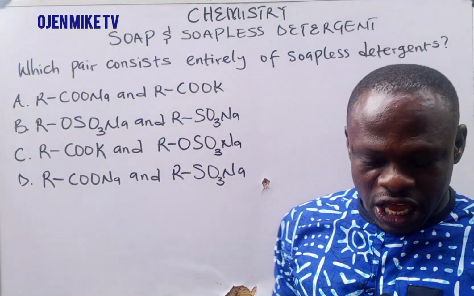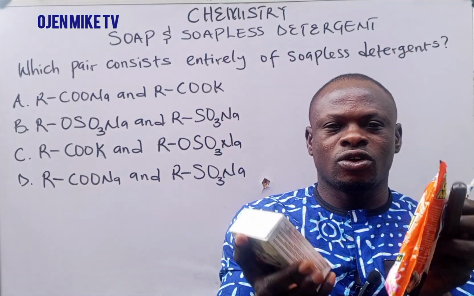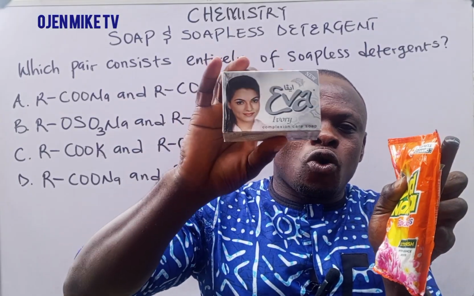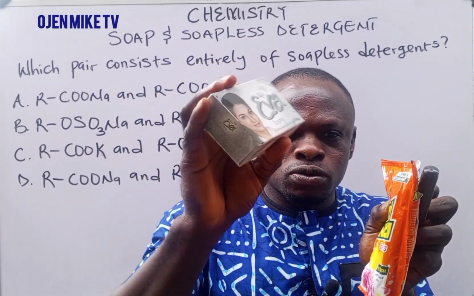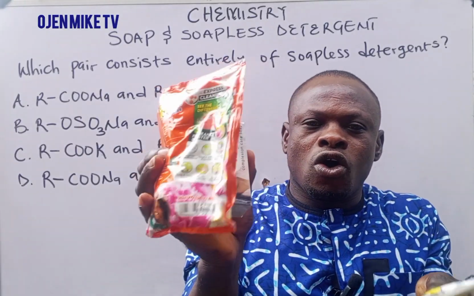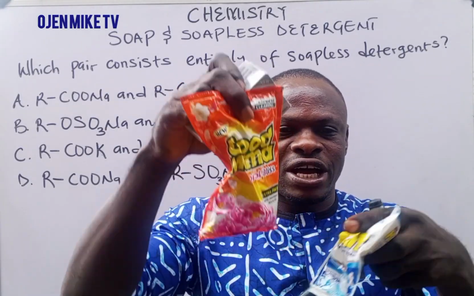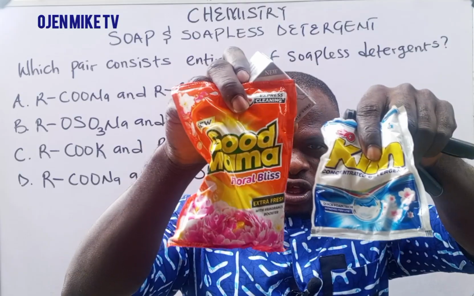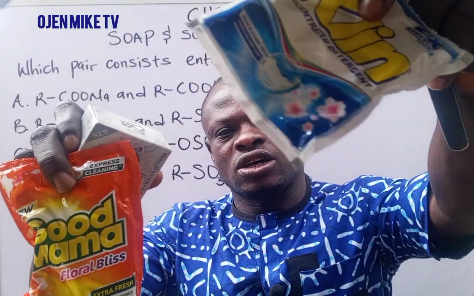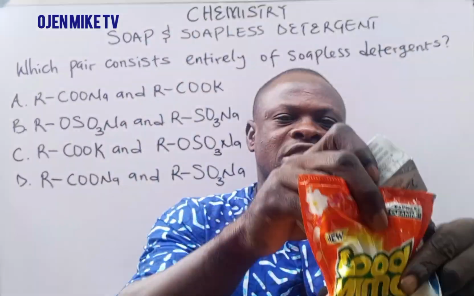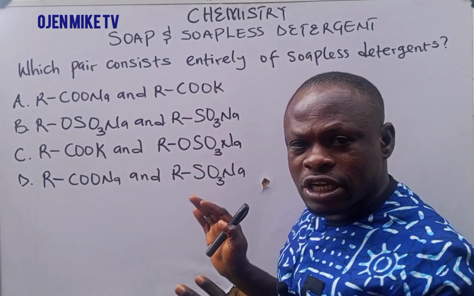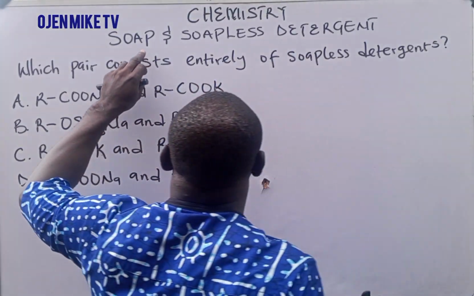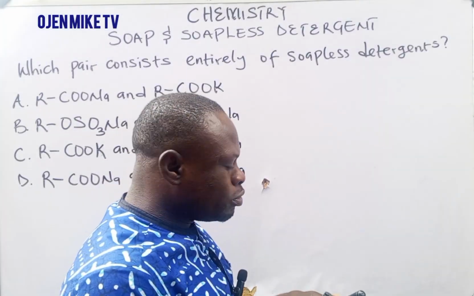Soapless detergent. Now, look at what I'm holding here. This is what we call soap. All right, this is soap. This is soft soap, toilet soap, and these are what we call soapless detergent. You can see here we have different types of it. This is soapless detergent, this is soapless detergent, and this is what? Soap.